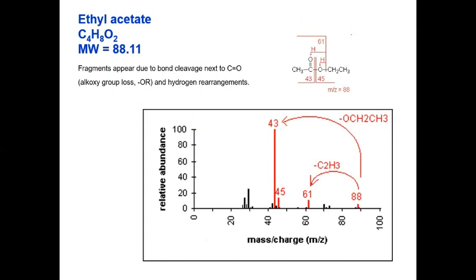This is a mass spectrum for ethyl acetate, and the fragmentation pattern is a removal of an OR group or an R group from the molecule.